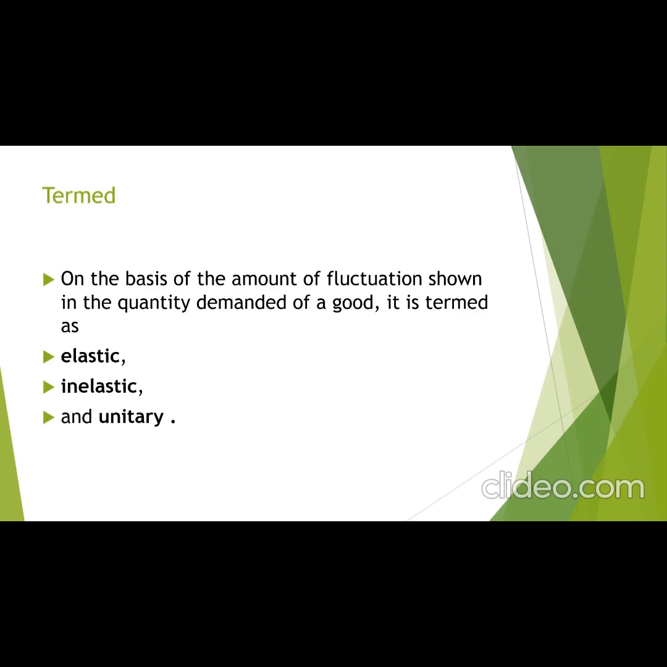Types of elasticity: based on the amount of fluctuation, it shows the quantity demanded for goods in terms of elastic, inelastic, and unitary. The effect of a change in an economic variable is not always the same on the quantity demanded for the product. The demand for a product can be referred to as elastic, inelastic, or unitary, depending on the rate of change in demand with respect to change in the price of the product.